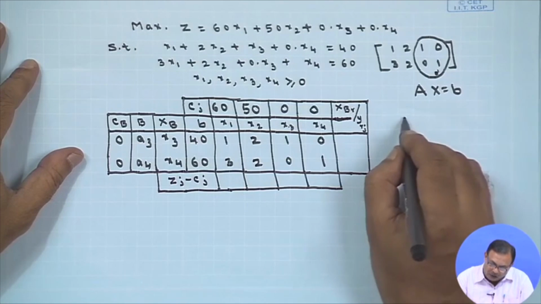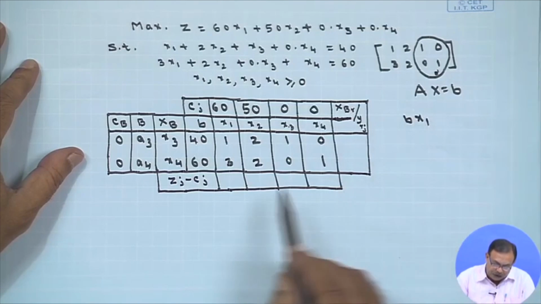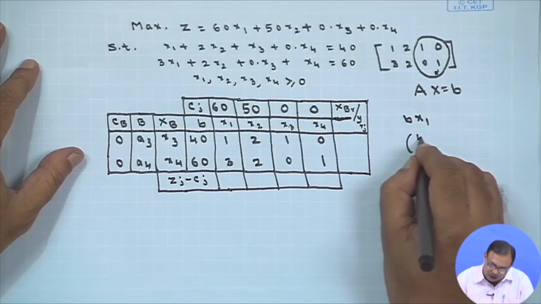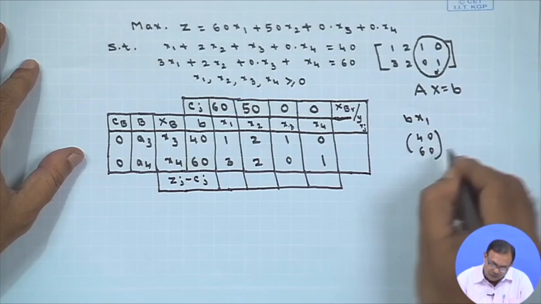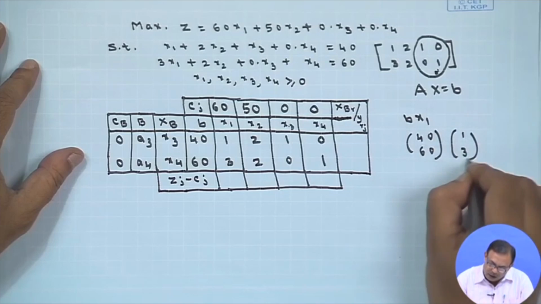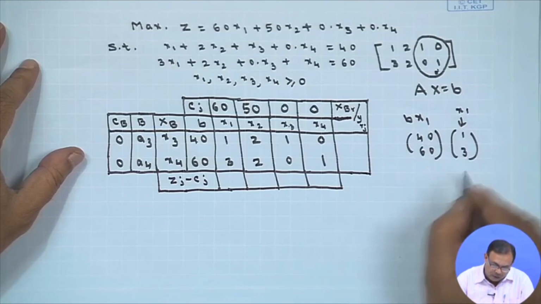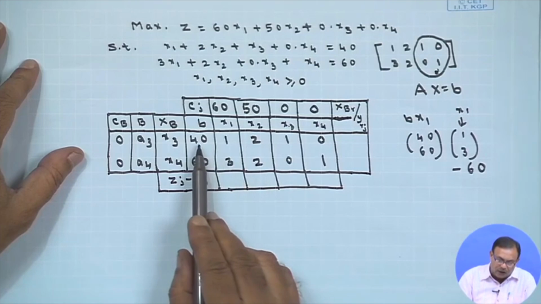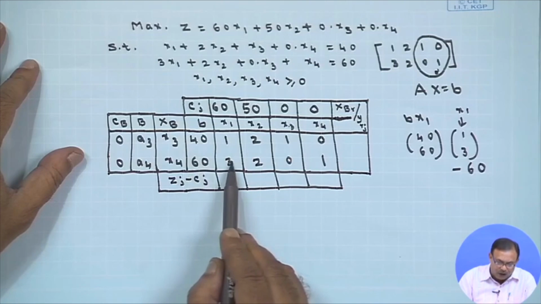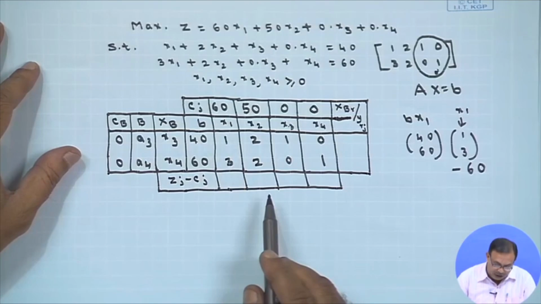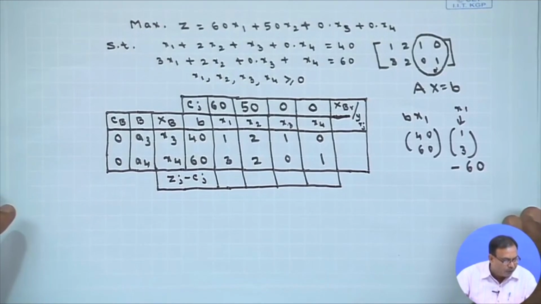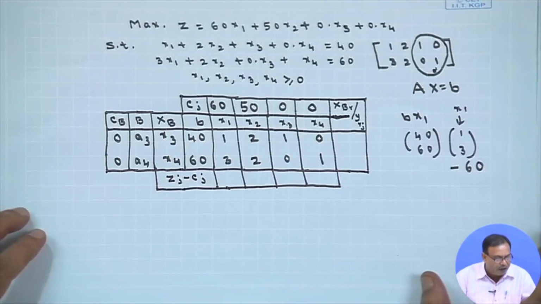Cb into x1, I am just writing for this one, or in other words if I have to write it down, 40 60 into 1 3, this corresponds to x1, minus Cj, that is C1, here C1 is 60. So, or in other words it is 40 minus 180 minus zj, this plus this into this plus this minus 60. So, we will obtain the value as minus 60.